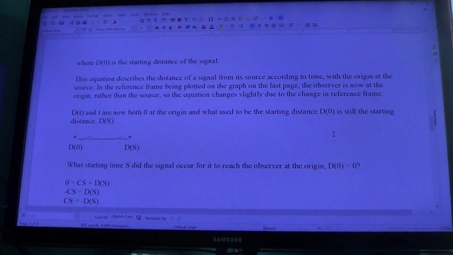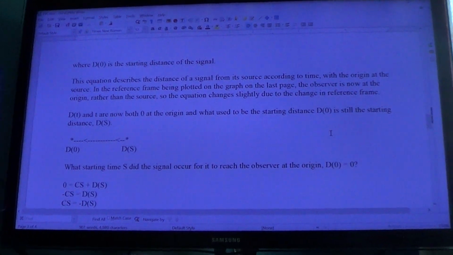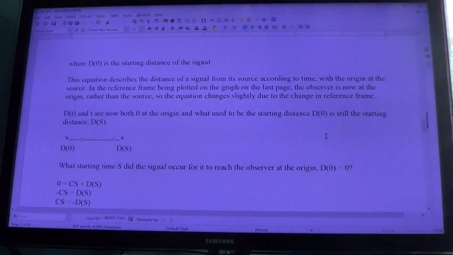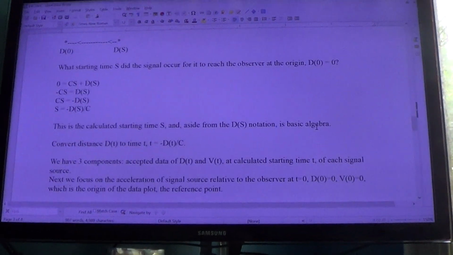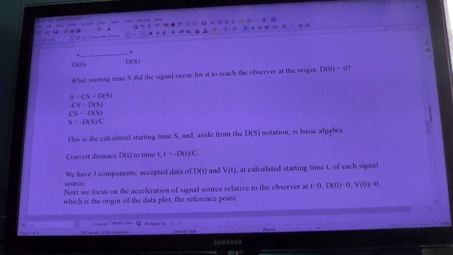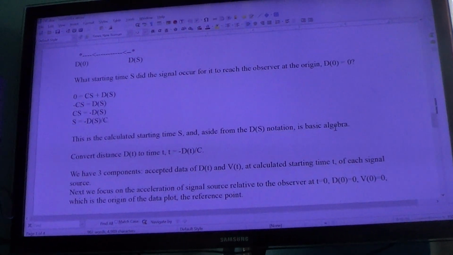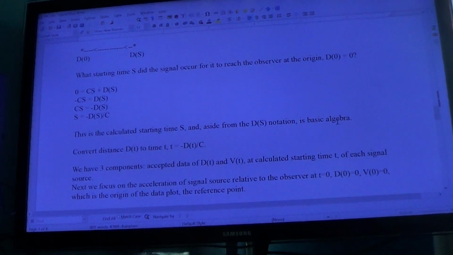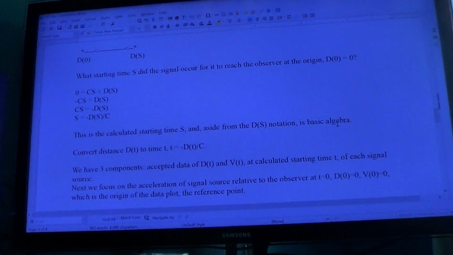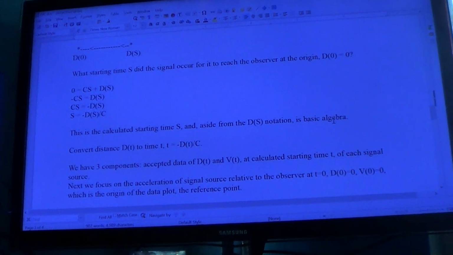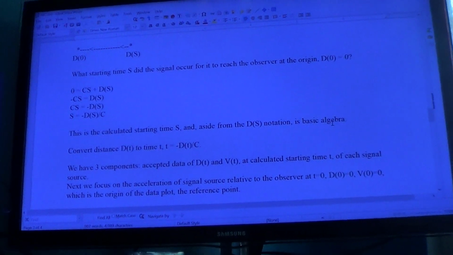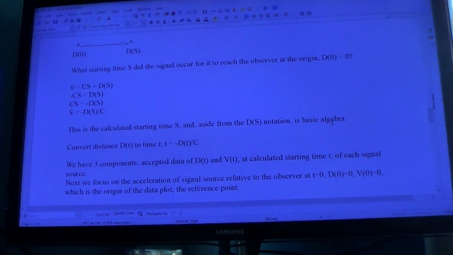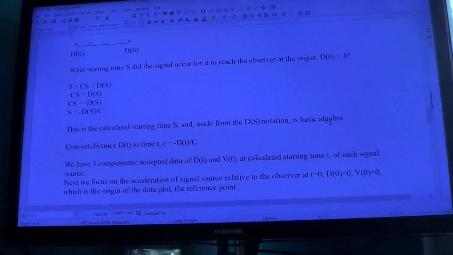What starting time s did the signal occur for it to reach the observer at the origin, d₀ = 0? The equation turns out to be 0 = cs, the speed of light times the starting time, plus the distance at the starting time. So that little equation shows us that the time is negative the distance divided by c. This is the calculated starting time s, and aside from the ds notation is basic algebra. Convert the distance d(t) to time t: t = −d(t)/c.